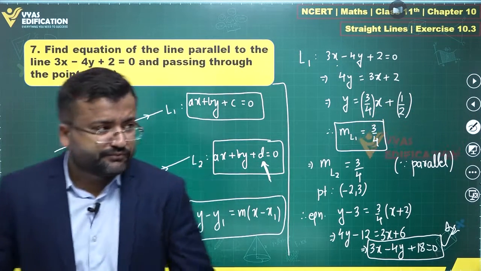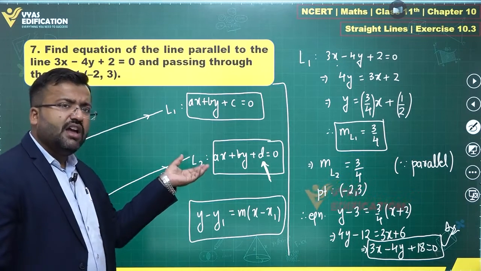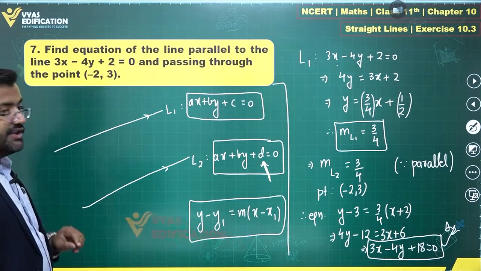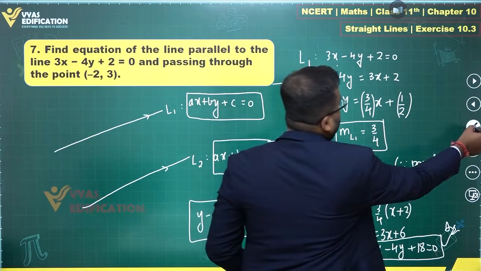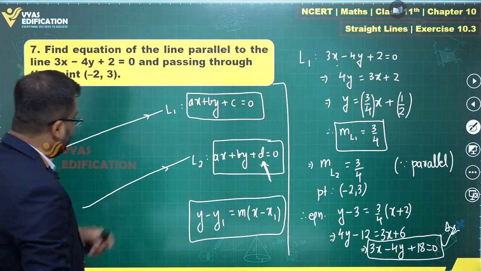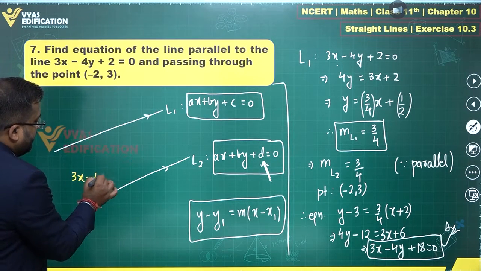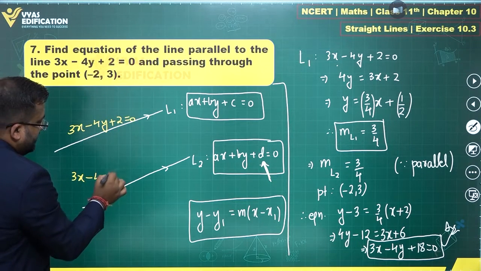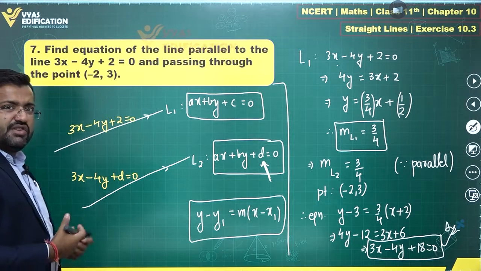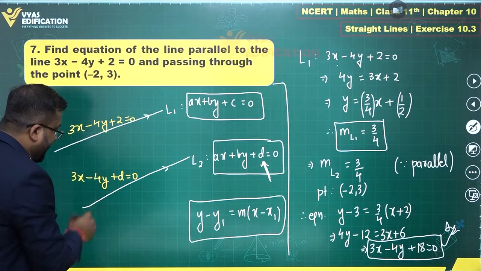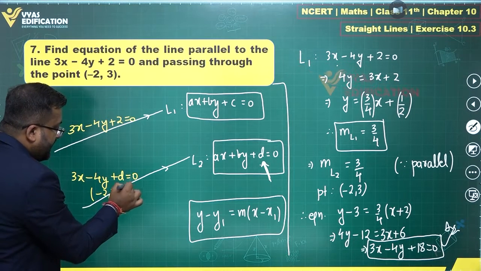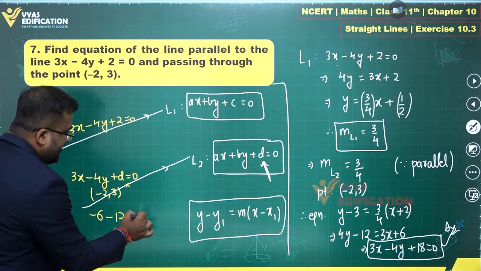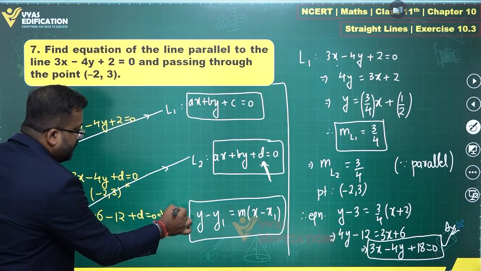If you observe carefully, initially we began with this idea and we could have solved the complete question with this. For finding d, we'll simply use this condition, right? So L2 will be 3x minus 4y, and since L1 is 3x minus 4y plus 2 equals 0, this becomes plus d equals 0. This is a simpler, easier approach. For finding d, you substitute the point (-2, 3) into this and find the value of d. This becomes minus 6 minus 12 plus d equals 0. This tells me d is equal to 18.